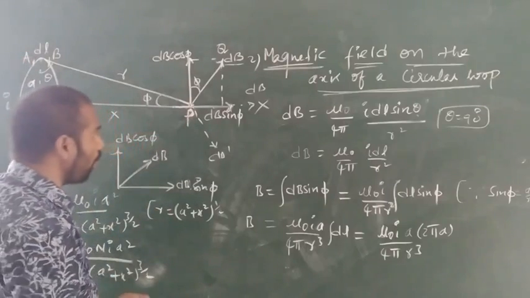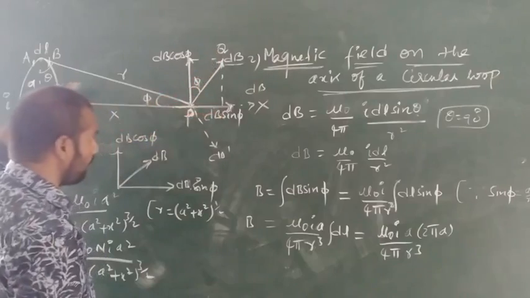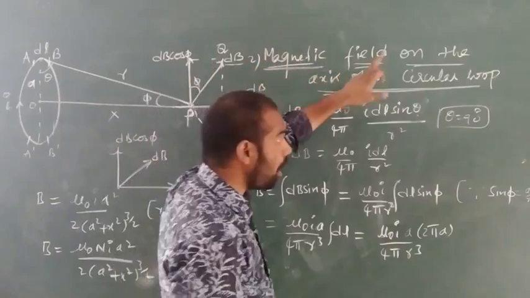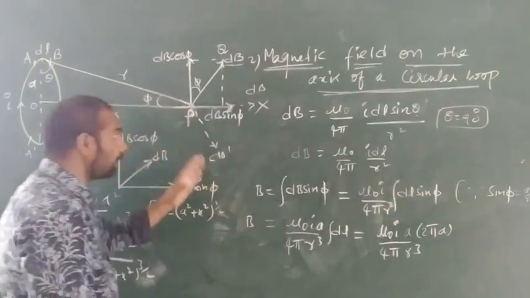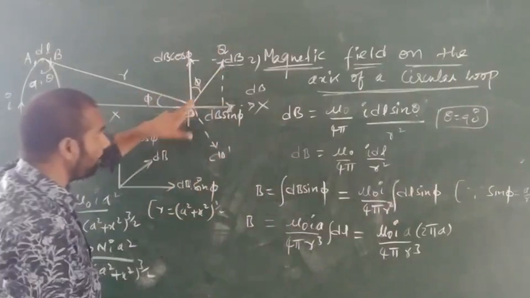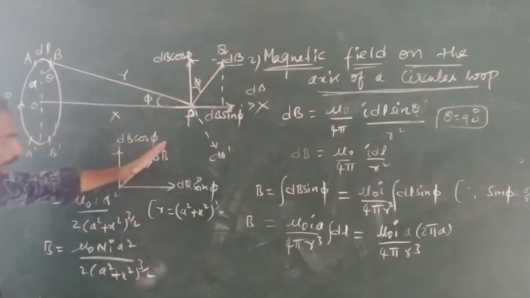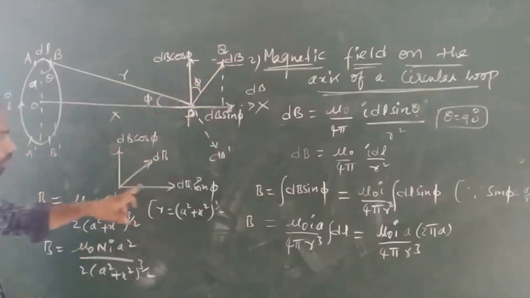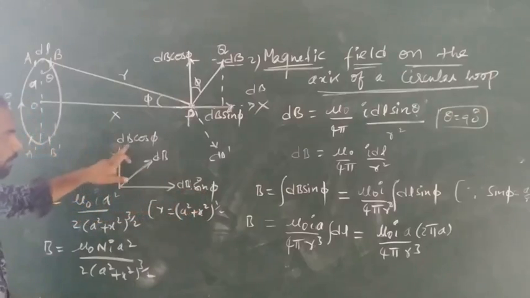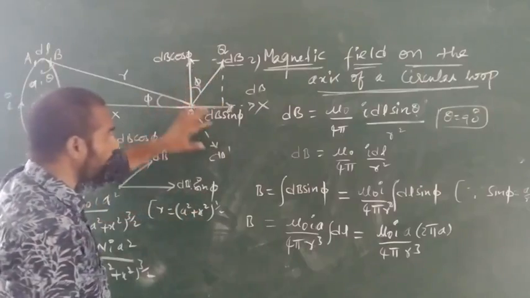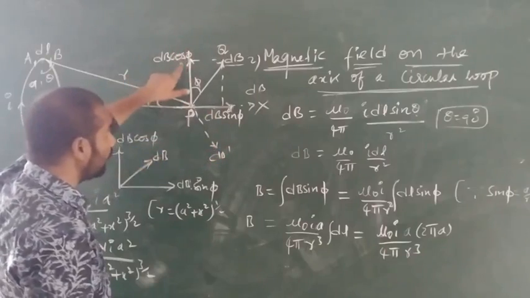But the magnetic field dB acting at point P is perpendicular to the line joining the element and P, not along the axis, while our intention is the magnetic field on the axis of the circular loop. Hence this magnetic field dB will be divided into two vector components. One is along the axis, that is dB sin phi, and the other is perpendicular to the axis, that is dB cos phi.